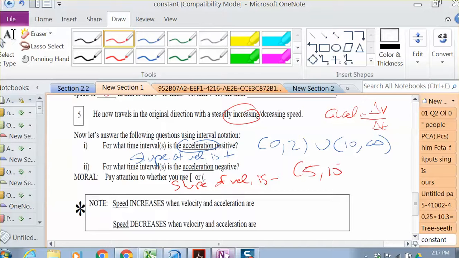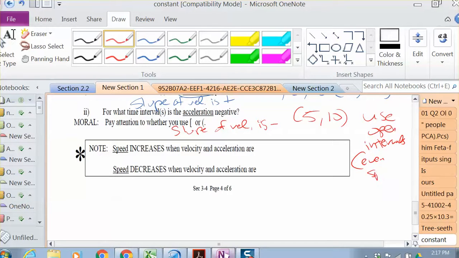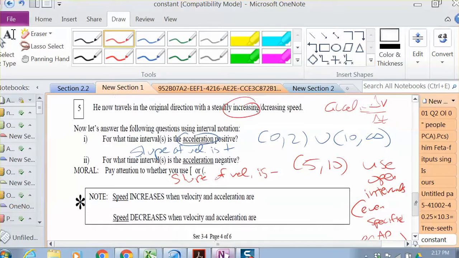By the way, use open intervals for this. The AP will even say so. Because it just gets to be kind of ambiguous or unclear as to whether we should keep it open. Like, are you necessarily increasing at t equals 5 or 10? It just gets to be unclear. They'll just tell you to use open intervals, just to not make it too confusing.